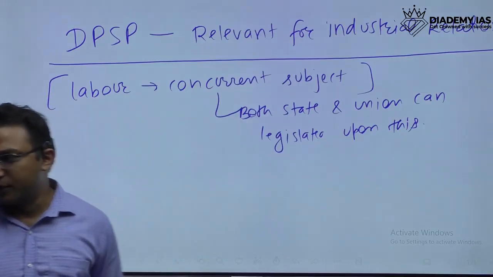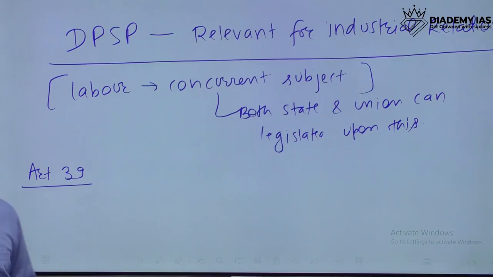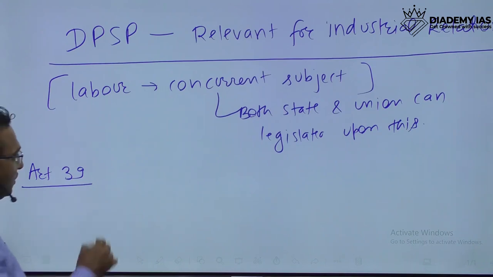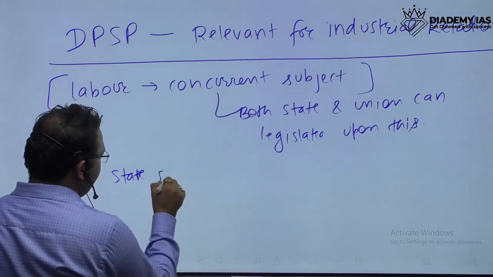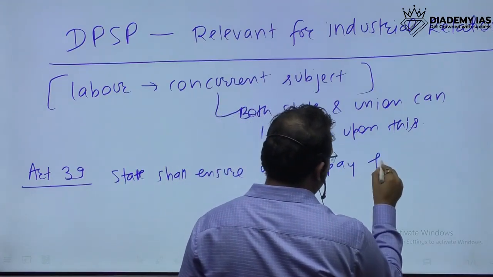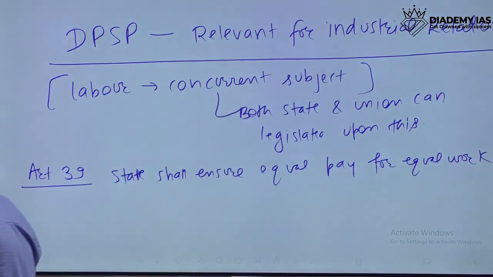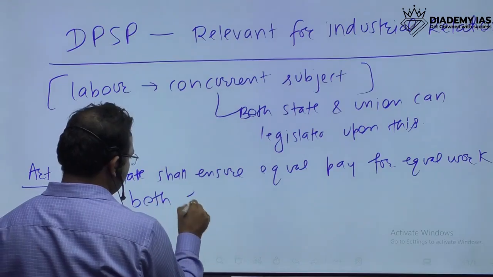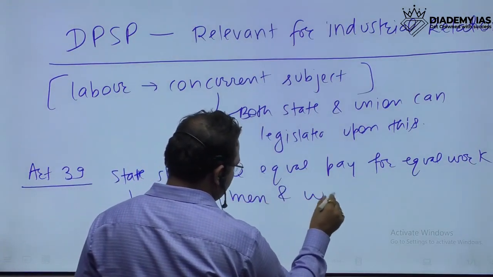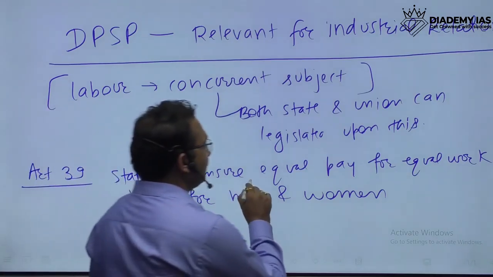Now coming to the DPSP. Article 39 lays down that the state shall ensure equal pay for equal work. The principle of equal pay for equal work has been emphasized by Article 39, both for men and women.